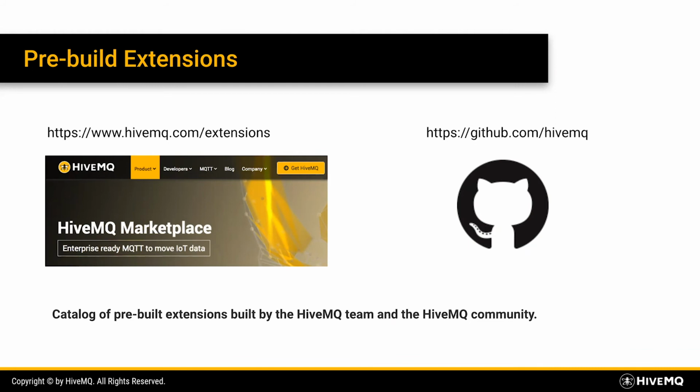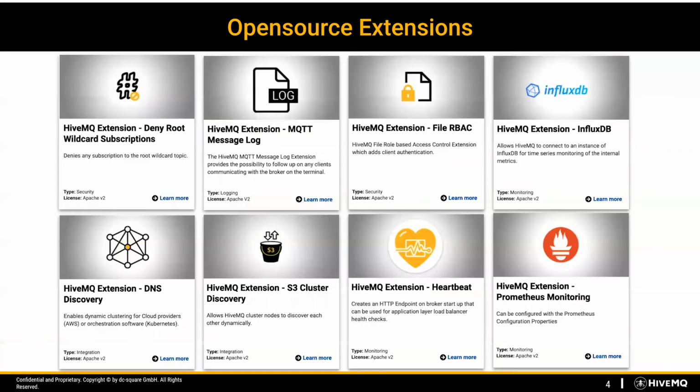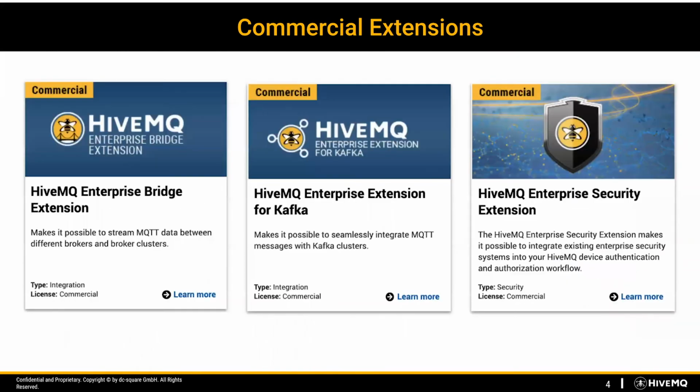And we have a couple of pre-built extensions that are public and available as open source. These are only some of them. And if you are interested in commercial extensions, you can also take a look. We have 3 commercial extensions. One is for bridging, one is an extension for Kafka, and we also have an enterprise security extension that gives you a couple of ways to do authentication and authorization for your MQTT clients.